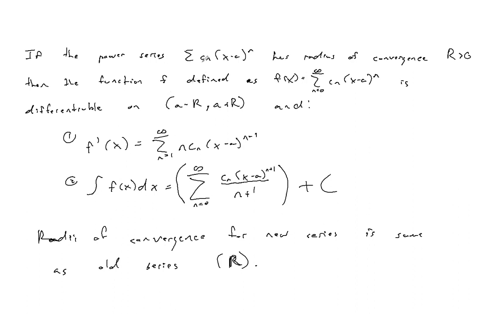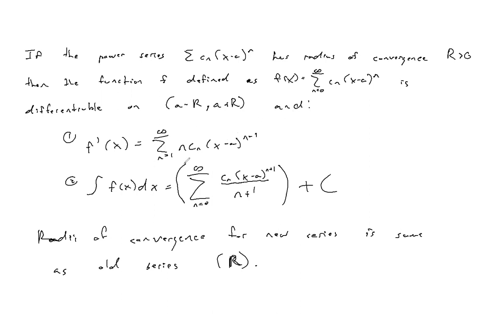If the power series sum of c sub n times (x minus a) to the power n has a radius of convergence r greater than 0, so we don't want to deal with power series that are convergent at only a single point. We want it to be convergent at least on a finite interval, and the entire real line is even better. Let's say this power series has radius of convergence r greater than 0. Then the function f, defined as f of x equals the power series, is differentiable on the interval a minus r to a plus r. Again, this might be negative infinity to positive infinity, or it might be just that finite interval centered around a.